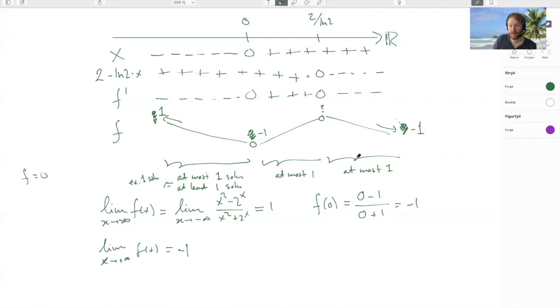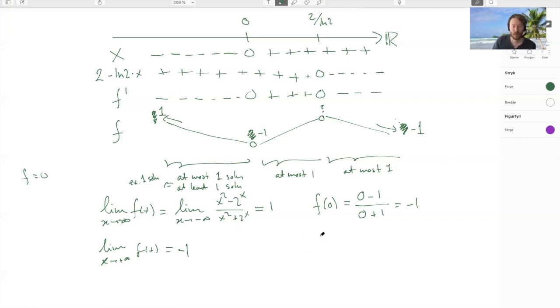So all in all, I have 3 solutions. But if this is a negative value, I'll get no solutions here, since I'm going from negative to negative to negative. Or if this is exactly 0, I'll have one solution on this entire thing here. So it's still possible for me to have 1, 2, or 3 solutions.